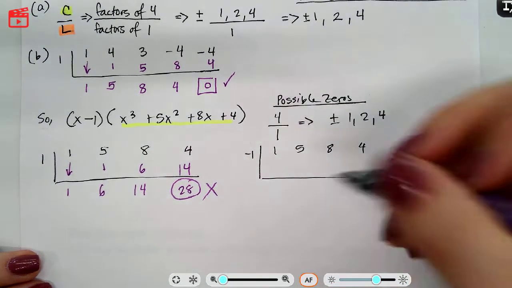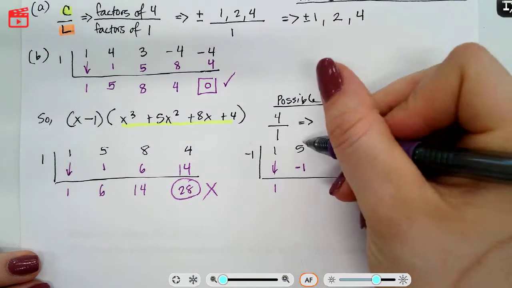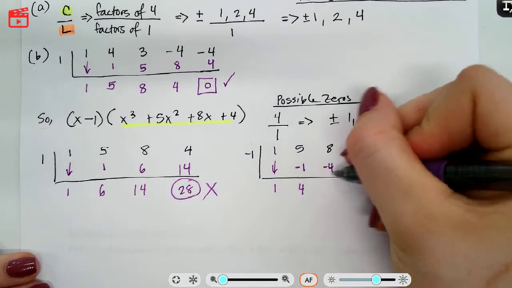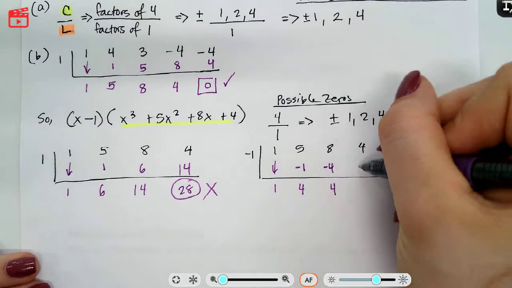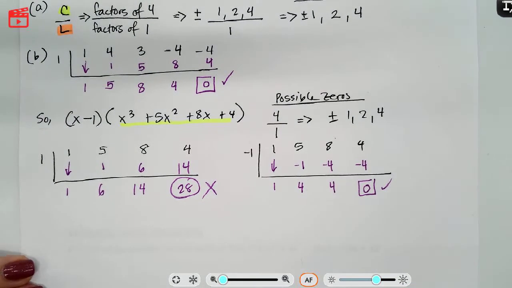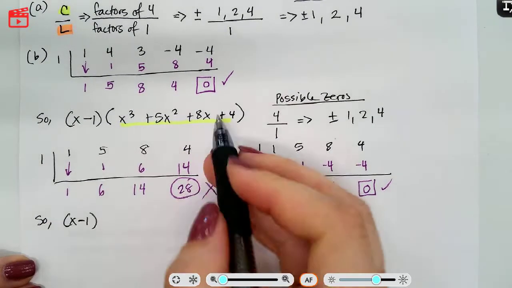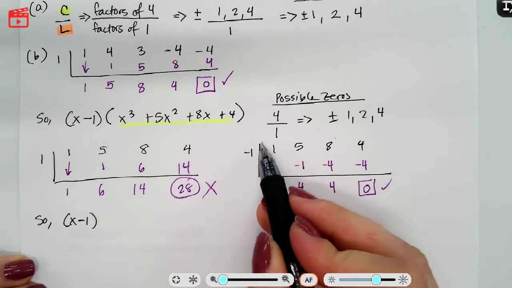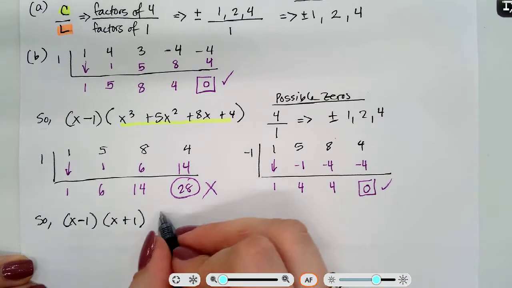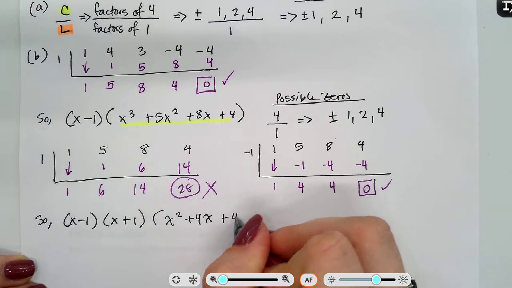Same thing. Let's do the synthetic division. Bring down that 1. Multiplying that out, that's going to be negative 1. 5 plus negative 1, 4. Negative 1 times 4, negative 4. Add that, 4. Negative 1 times 4, negative 4. Add that. Aha! 0. We found another factor. So we'll bring down my original factor, x minus 1, and then this factors into x plus 1, and what's left over is x squared plus 4x plus 4.